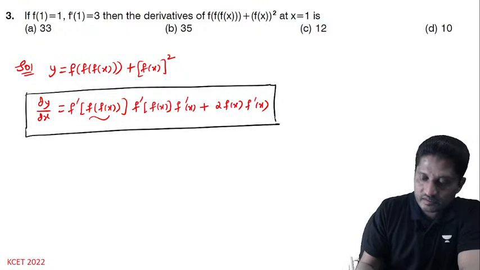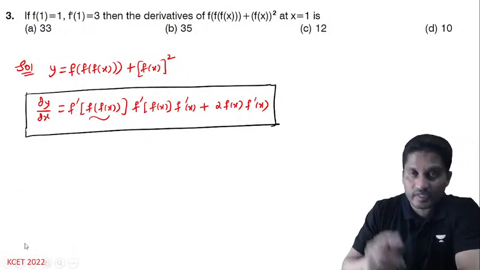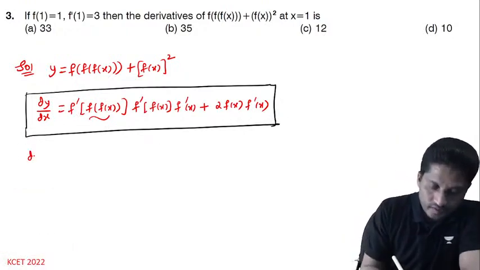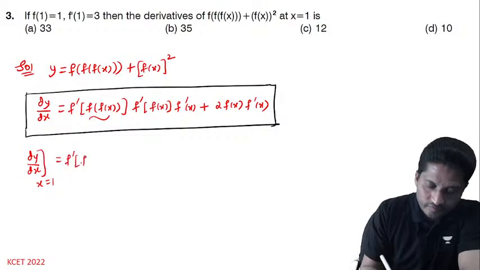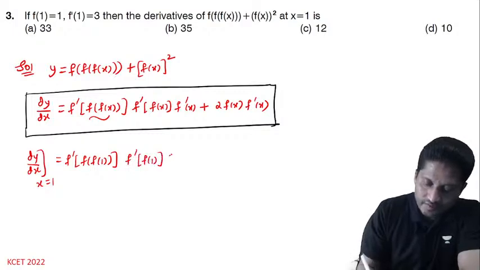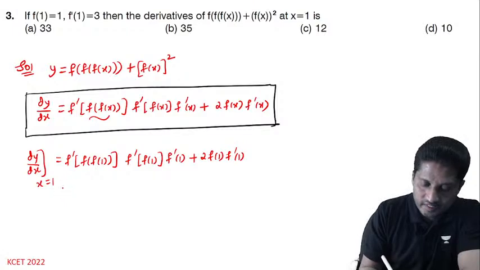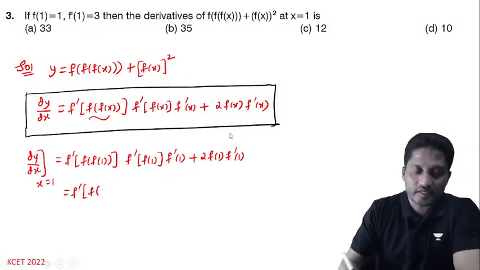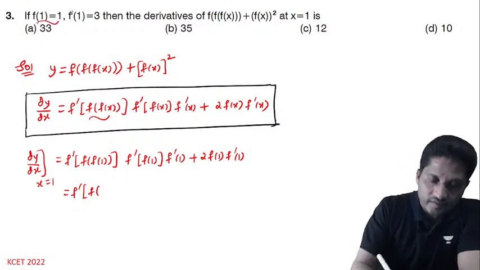Now having said this, it is given in the question, find the derivative at x is equal to 1. dy by dx at x is equal to 1 will be equal to f dash of f of 1 into f dash of 1, plus 2 into f of 1 into f dash of 1. Is it clear? Now this is equal to f dash of f of 1. What's the value of f of 1? f of 1 is 1, right? And f dash of 1 is 3.